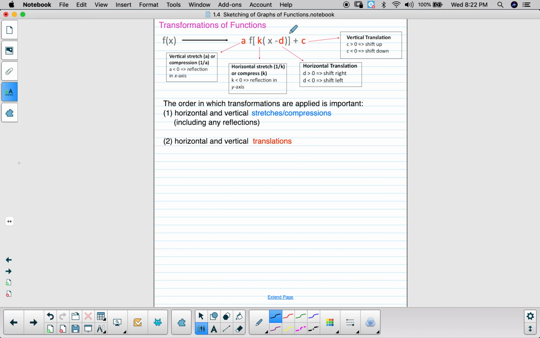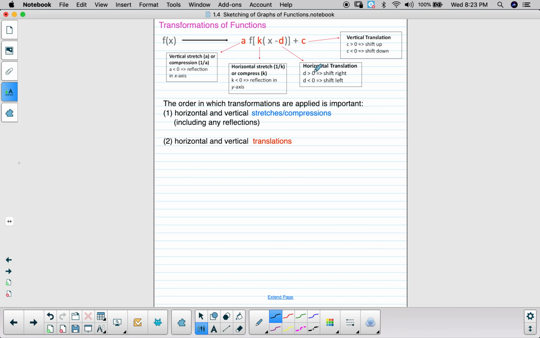Also recall the transformation of functions and what A, K, D, and C represent. A represents a vertical stretch, and if A is less than 0, there's a reflection in the x-axis. It's also called a vertical reflection. K and D are what relates to horizontal changes. K means that there is a horizontal stretch by a factor of 1 over K. And if K is negative, there is a reflection in the y-axis or a horizontal reflection.